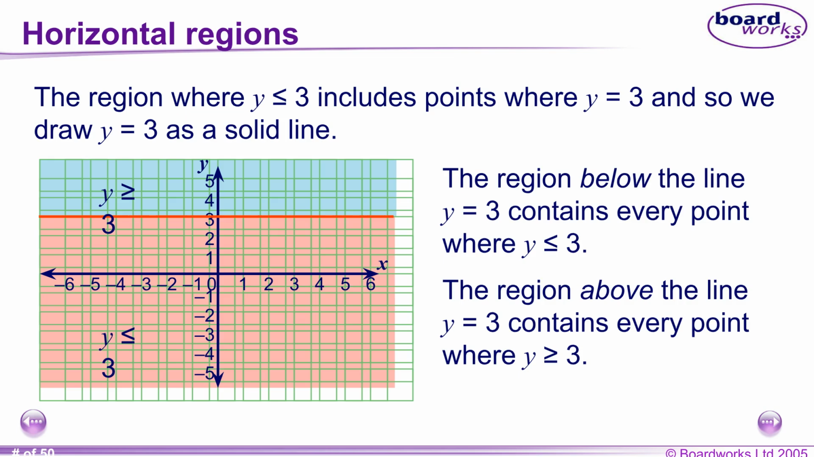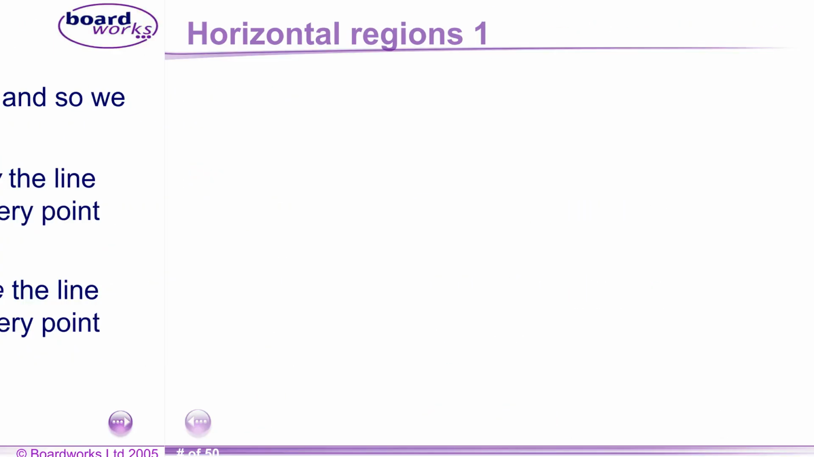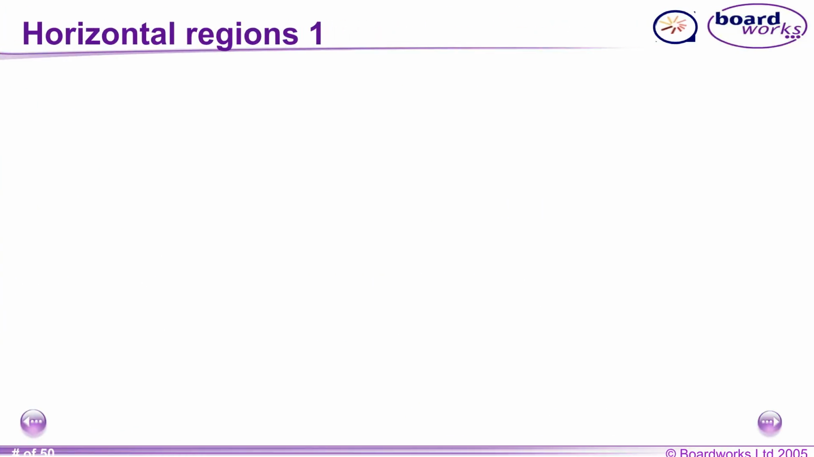The shaded region below the line y = 3 contains every point where y ≤ 3. The region above the line contains every point where y ≥ 3. This scene is an interactive activity for practicing various horizontal regions based on inequalities involving y. This scene demonstrates the effect of combining more than one region involving y based on compound inequalities.